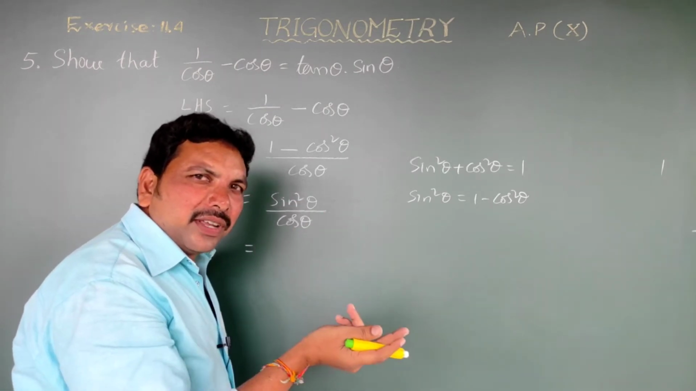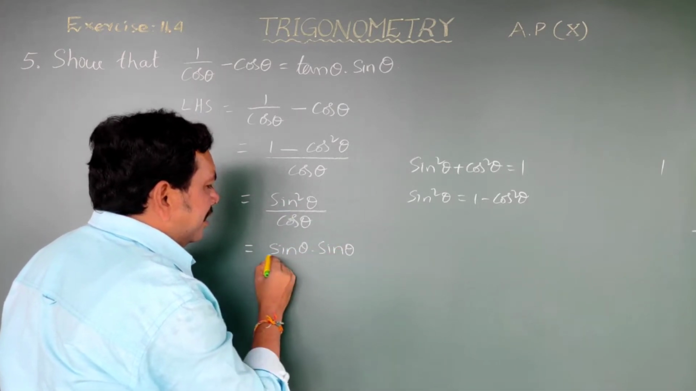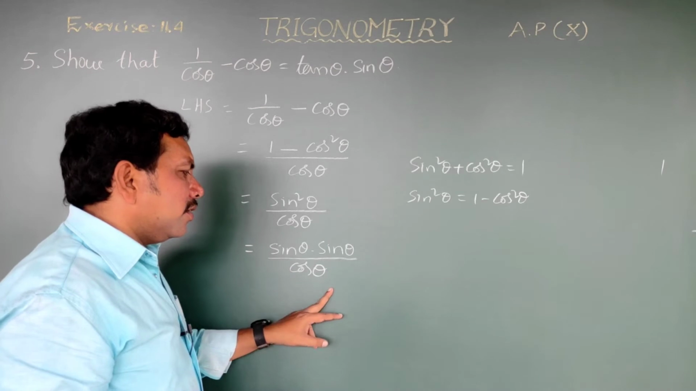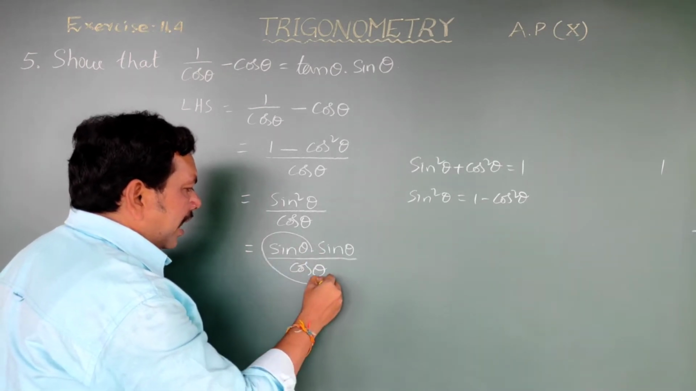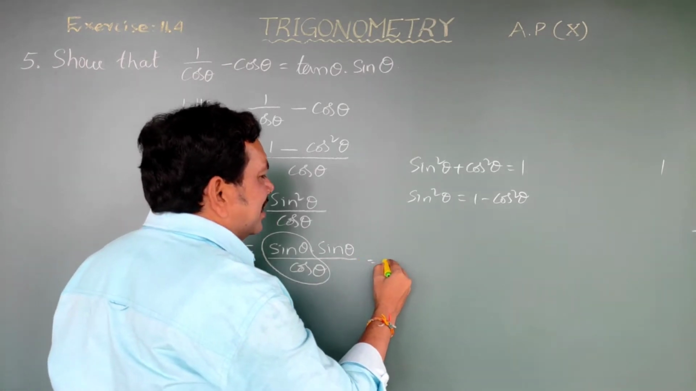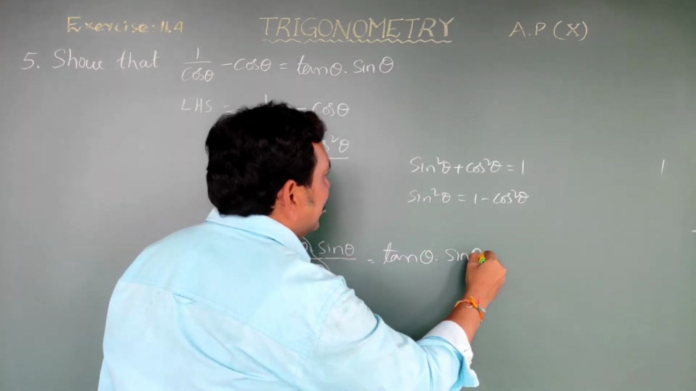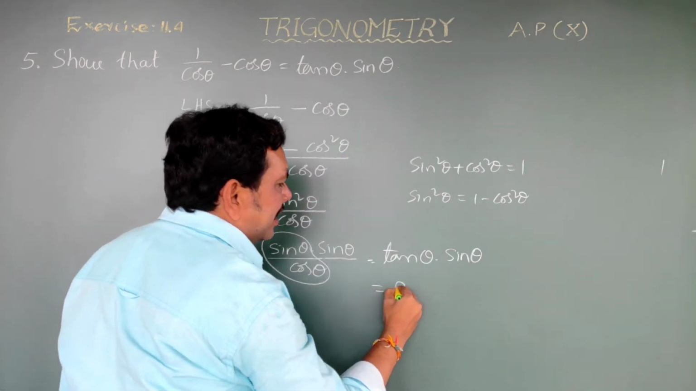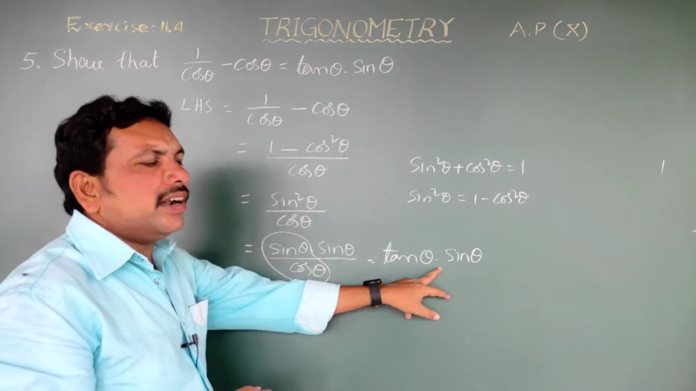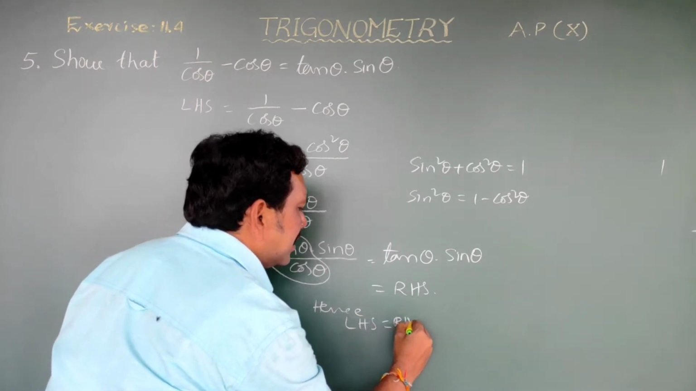A square means A into A. Like that, sin square theta means sin theta into sin theta by cos theta. Here write this one, sin theta by cos theta, that will be tan theta. And the remaining part is sin theta. So finally we got RHS. Therefore, we have taken LHS, finally we got RHS. Hence, LHS is equal to RHS.